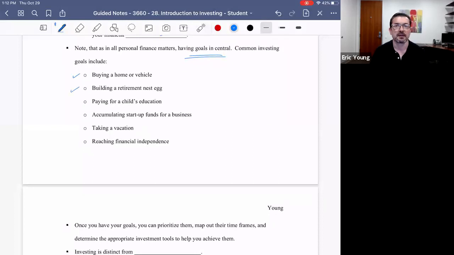building a retirement nest egg so that you can have a great life and make a difference in your loved ones' lives, children and grandchildren, for example, when you're retired, as opposed to eating cat food because you have outlived your money. So buying a home or a vehicle, building a retirement nest egg, paying for a child's education. Maybe it's your own child, stepchild, godchild, grandchild, niece or nephew, but the ability to give back and the ability to give this next generation the same awesome Zoom University experience that you all are getting right now, that's really important. So paying for kids' education.